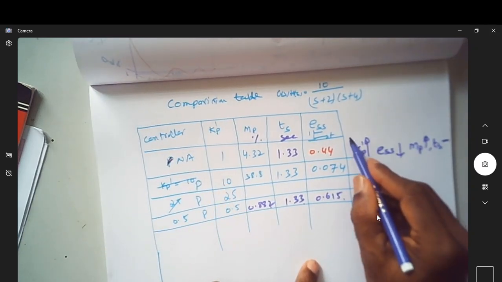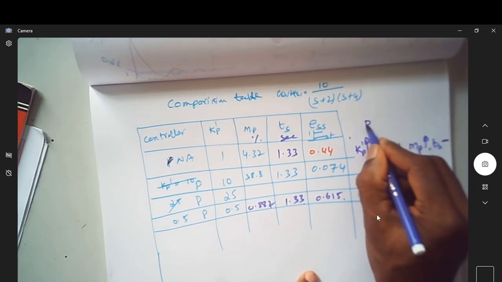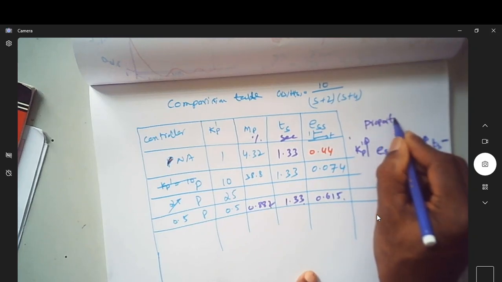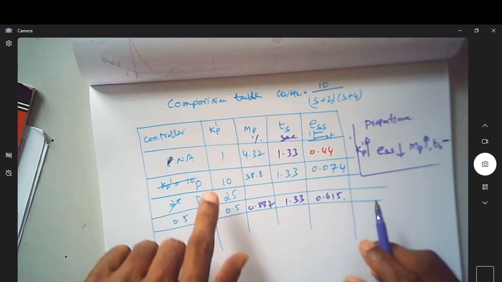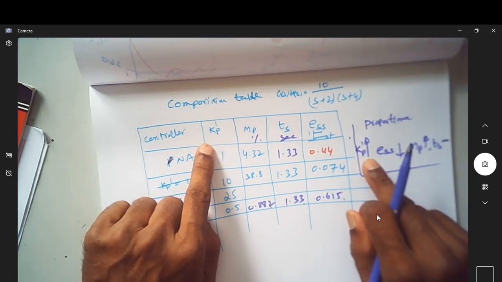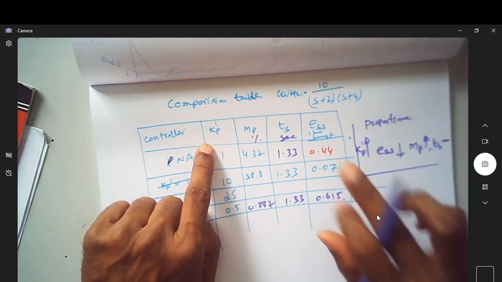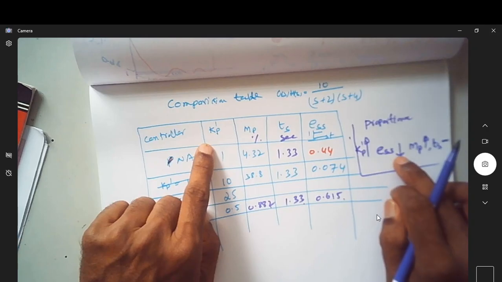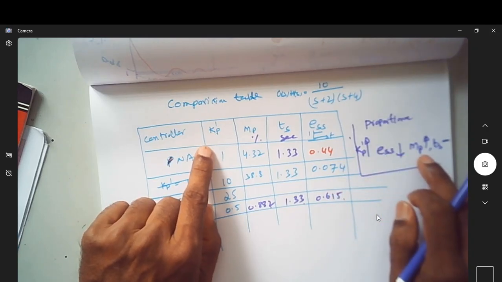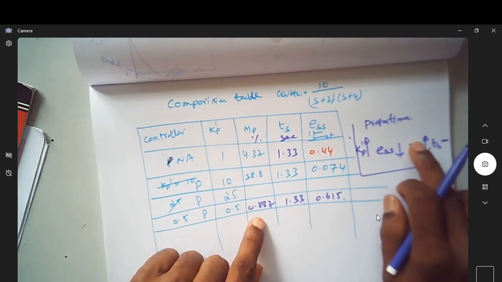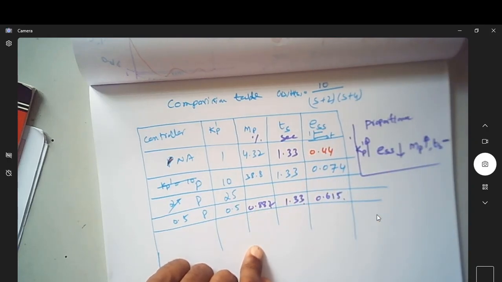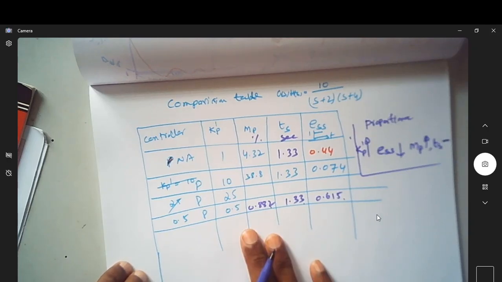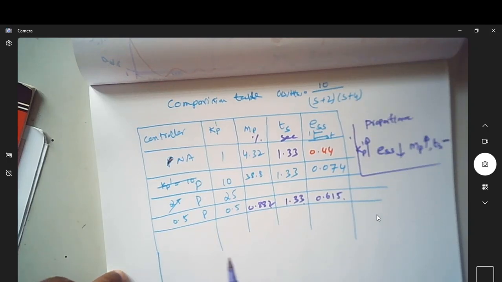So this is a summary of proportional controller. In case of proportional controller, if you increase the value of Kp dash, that is the proportional constant value, steady state error will reduce, but overshoot will increase. The settling time almost remains constant. Is that fine? So this is how it is happening.